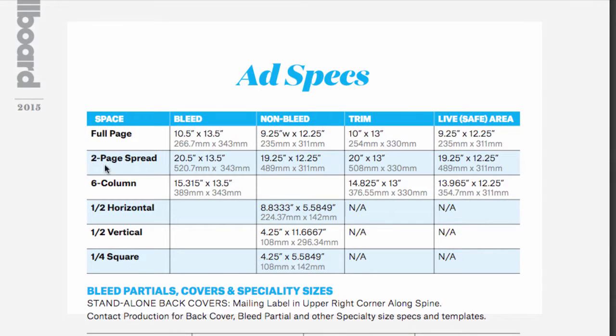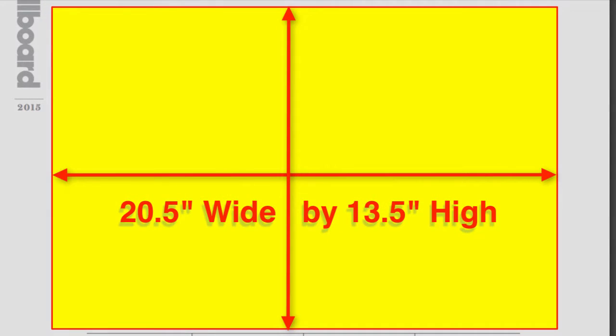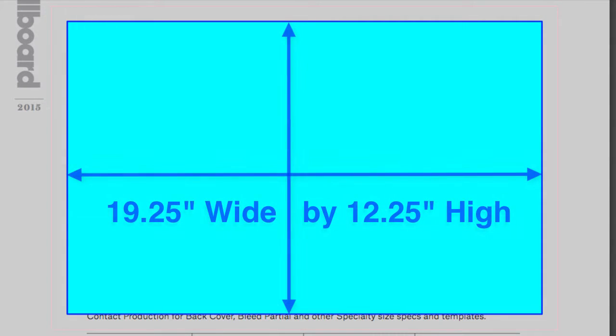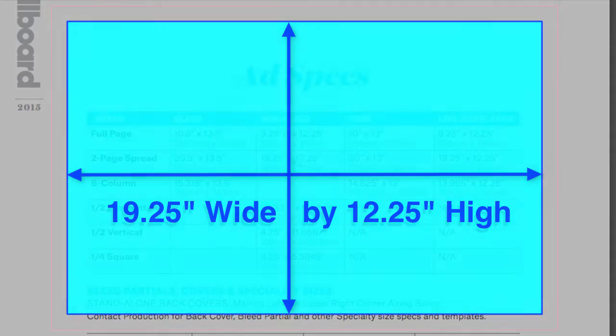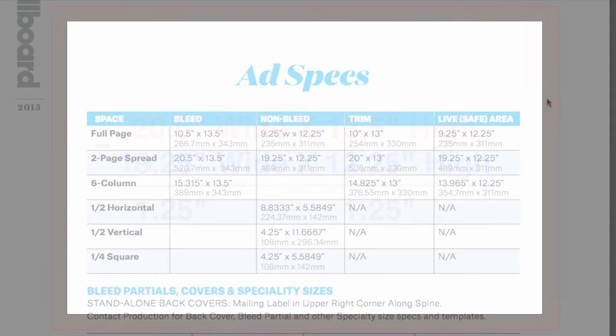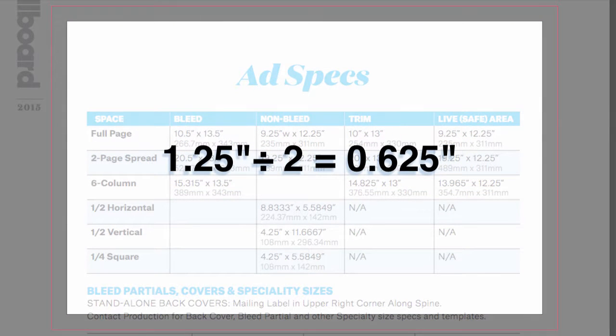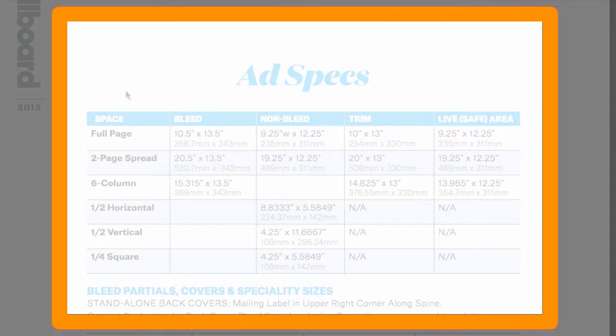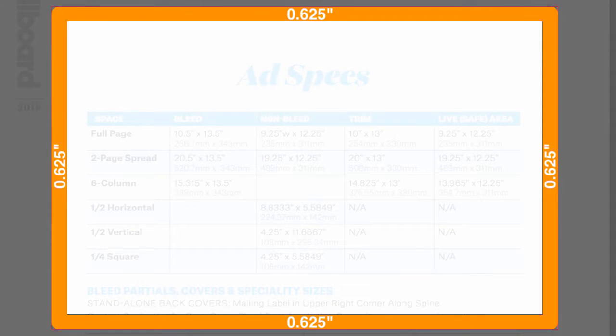So I'm going to select the dimension of the paper, including the bleed, which is 20.5 by 13.5, and I'm going to subtract the non-bleed area or the safe area, which is going to be 19.25 by 12.25. Now this number right here is the difference between the bleed area and the non-bleed area or the safe area. So what we need to do next is split it in half. Half of it will be on the top and the bottom, and half of it will be on the left and the right. So let's do this.